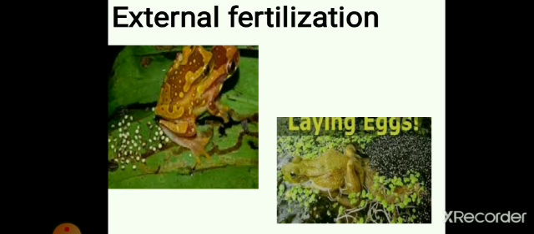Fertilization in animals takes place in two ways: external fertilization and internal fertilization. External fertilization means the fertilization takes place outside the animal's body. It usually takes place in aquatic environments where both eggs and sperm are released into the water. Frogs and fish reproduce by this method.